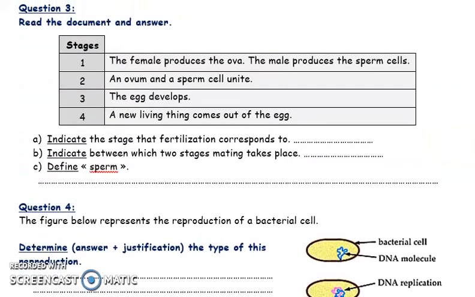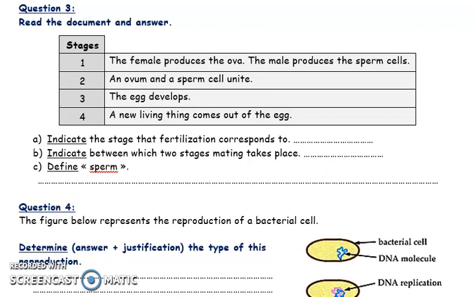Read the document and answer. We have 4 stages in here. The female produces the ova, which is plural of ovum. The male produces the sperm cells. An ovum and a sperm cell unite. The egg develops. A new living thing comes out of the egg.